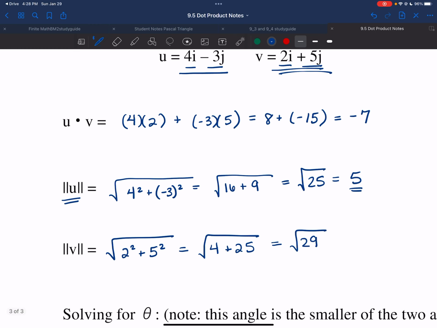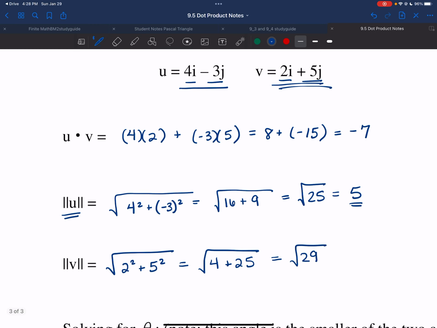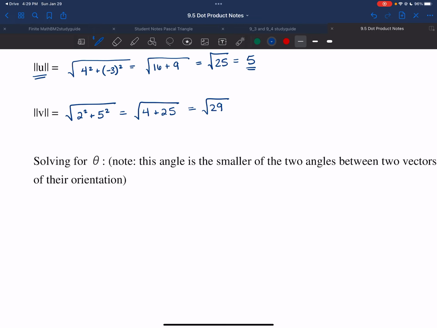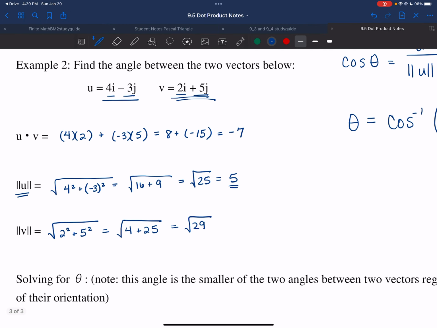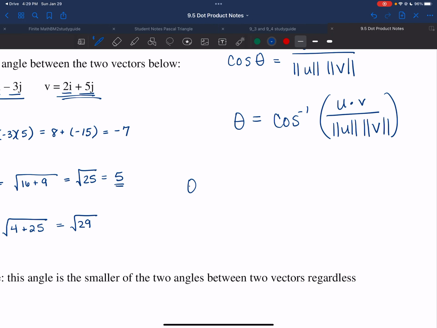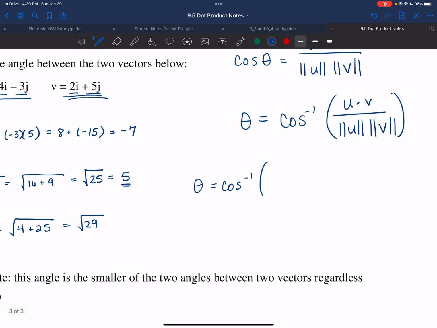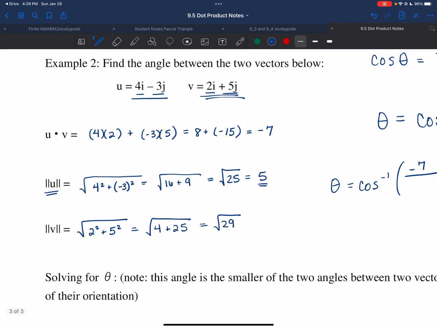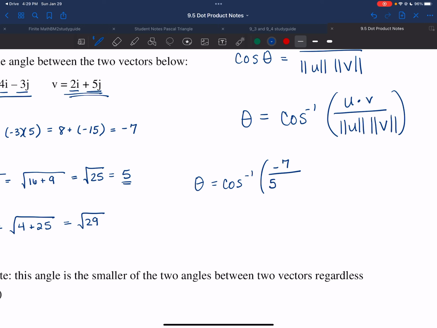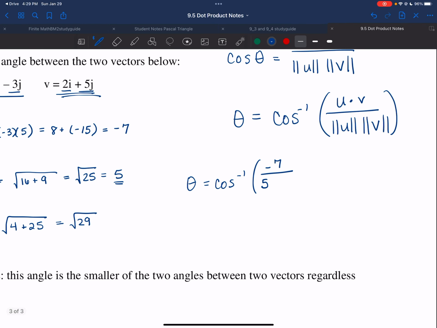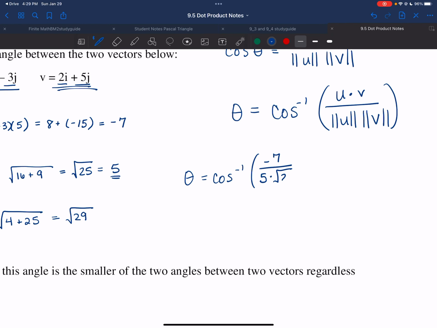All right, so now we have both of our pieces here. So solving for theta, let's go ahead and put all of these pieces into play. My angle is going to be the inverse cosine of u dot v, which is negative 7, over the magnitude of u, which is 5, times the magnitude of v, which is the square root of 29.